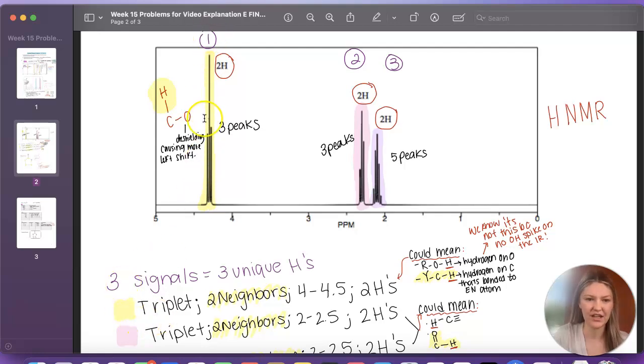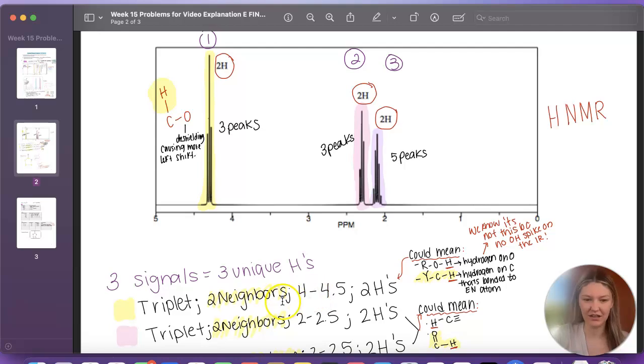The first one that I did in yellow, I first looked at the amount of spikes on this signal. It has 3 peaks, which tells me it's a triplet. The n+1 rule tells me that to get the amount of neighbors, I just need to subtract 1 from that. So I did 3 minus 1. It told me that those hydrogens had 2 neighbors.